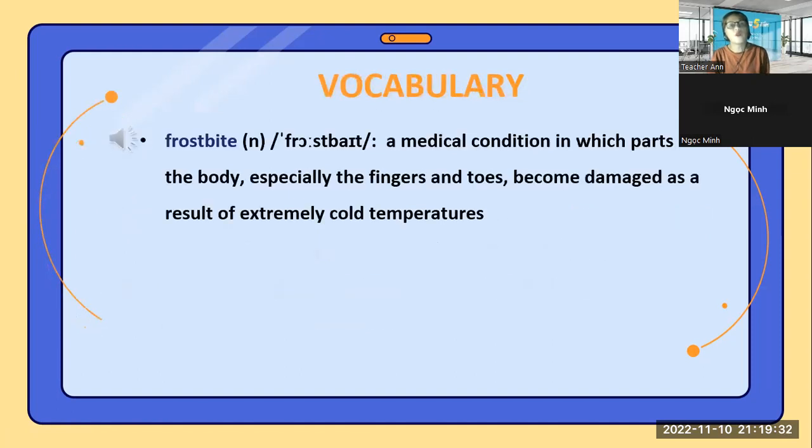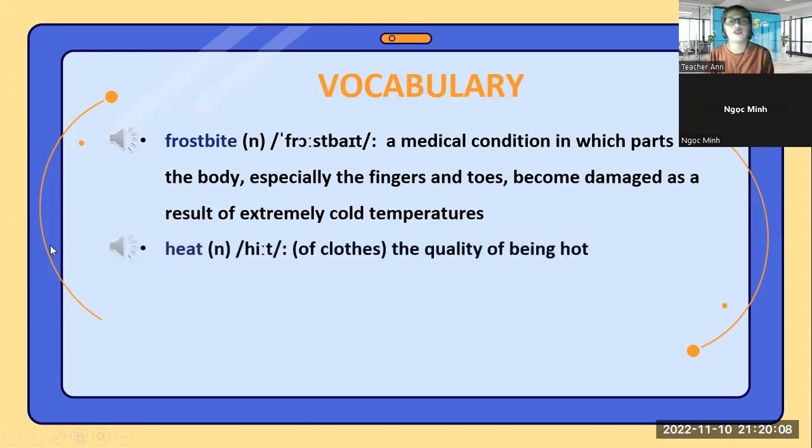Another one, frostbite. Frostbite is a medical condition in which parts of the body, especially the fingers and the toes, become damaged as a result of extremely cold temperature. So we call that frostbite. Mostly, of course, in Vietnam and in the Philippines, we do not experience that because we don't have cold temperature here. The Philippines is a tropical country, so we don't experience very cold temperature and we don't have snow here.